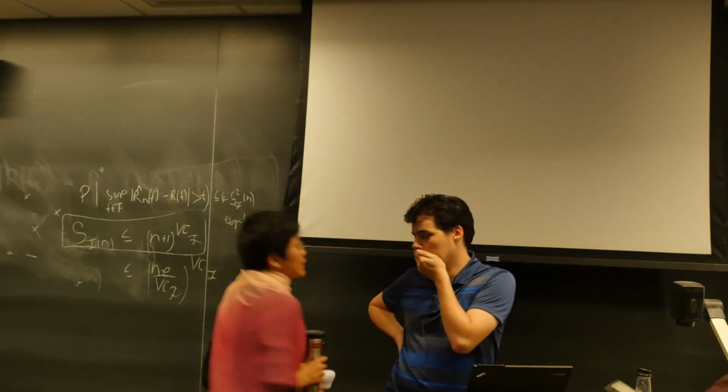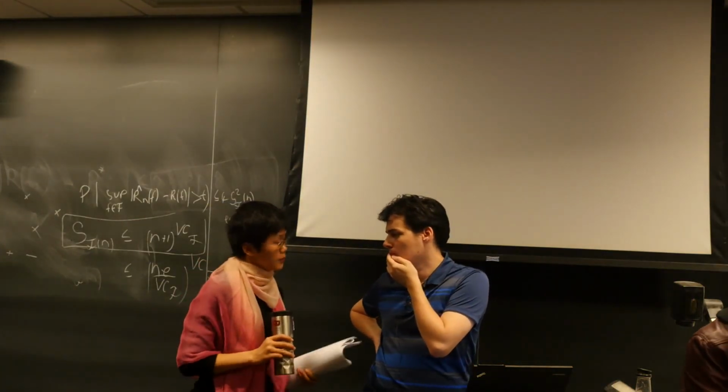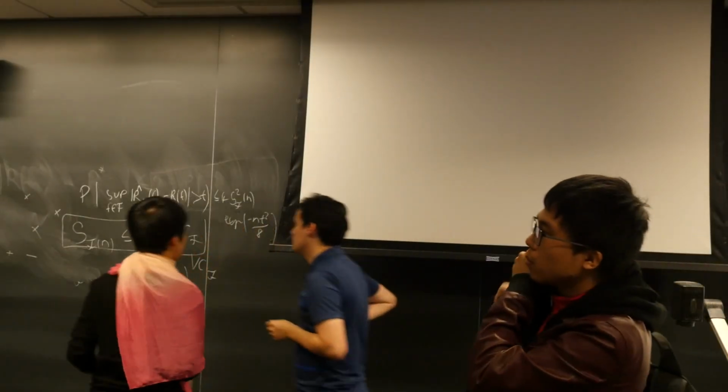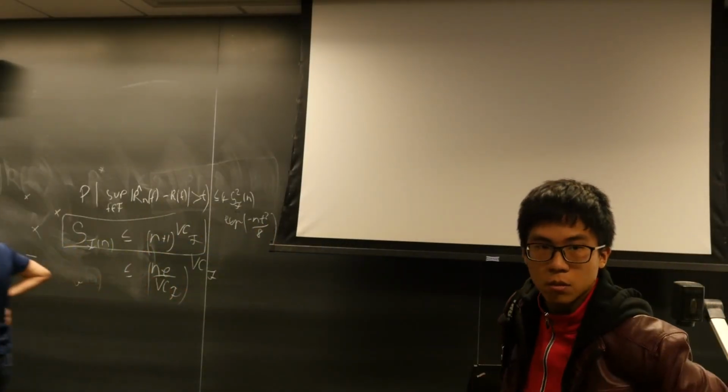Question over minimax. So how does the VC bound look like for the minimax? So what happens with VC? Do you have those papers? I don't know.